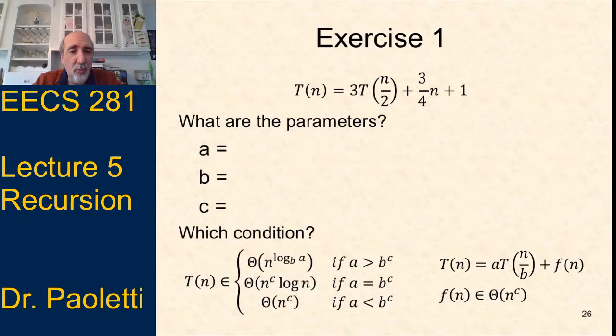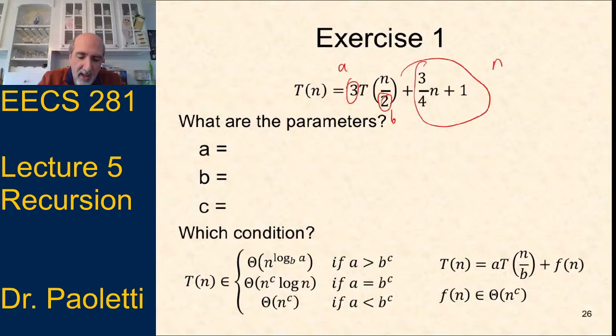So we've got this one already written out. I've got the equation up at the top. T of n equals 3T of n over 2 plus 3/4 of an n plus 1. Well, what are my parameters? a is the one out front here. b is the one that gets divided by. And then c is, this is of the form n to the first power. That's c. So we have to say this whole non-recursive portion is the form of a polynomial where c is 1.